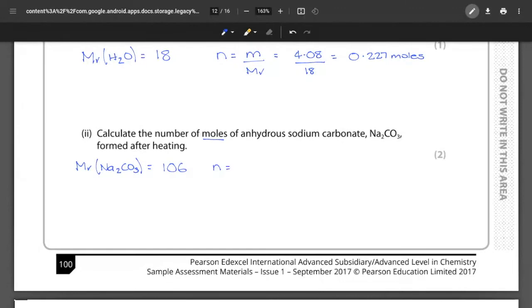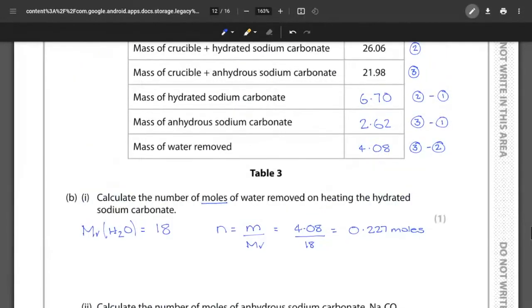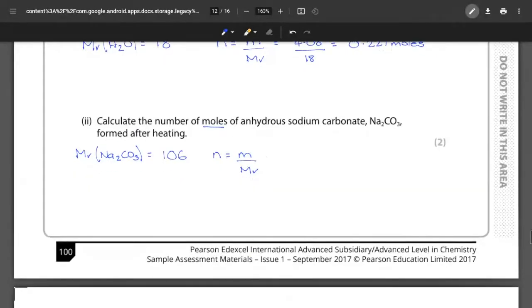And once again, number of moles is mass over MR. We're going to take the mass of the anhydrous sodium carbonate from the table as 2.62 over the 106, giving me a number of moles of 0.0247. 1 mark for the MR, 1 mark for the number of moles.